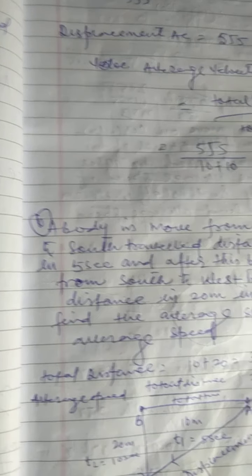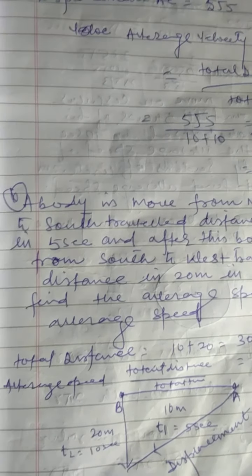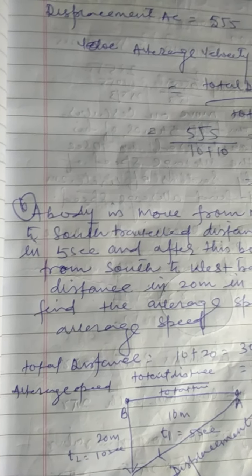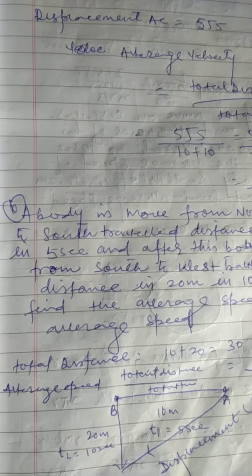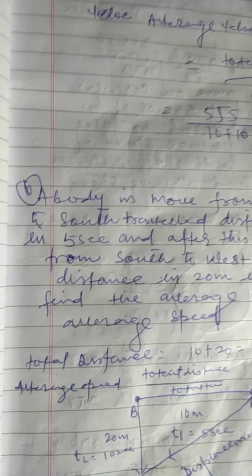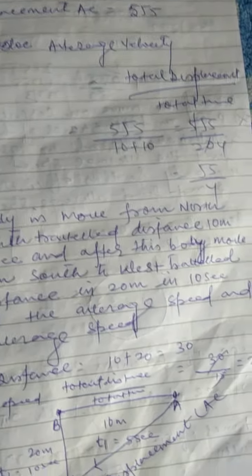Then average velocity is total displacement by total time. Total displacement is equal to 5 under root 5 and total time is 10 plus 10 is equal to 20, so 5 under root 5 by 20 is equal to under root 5 by 4.